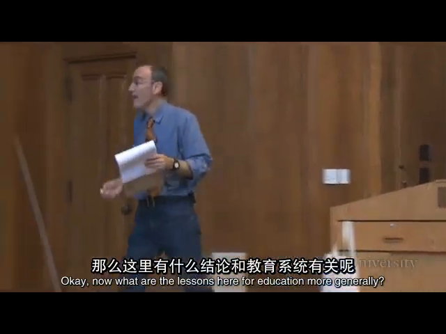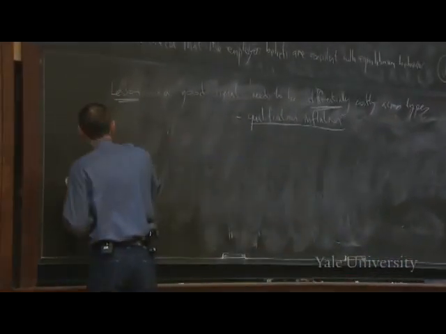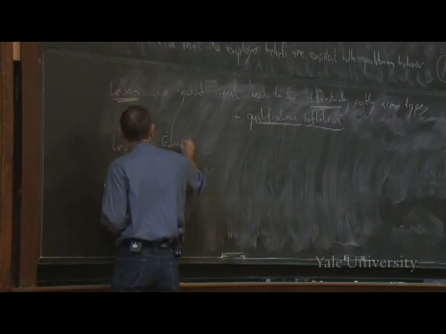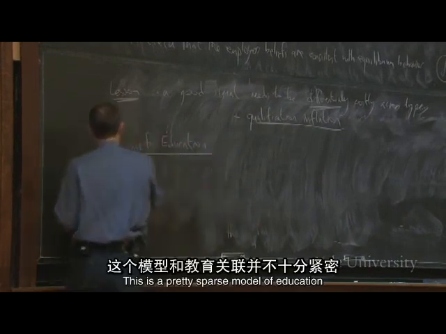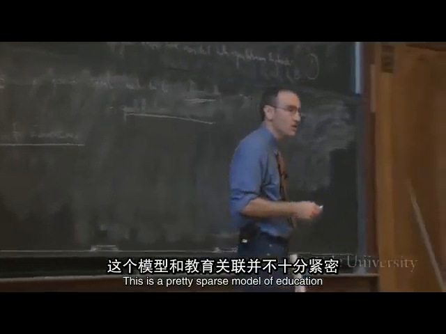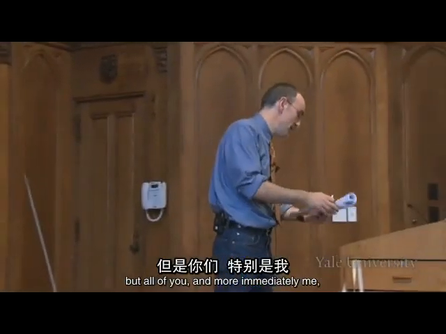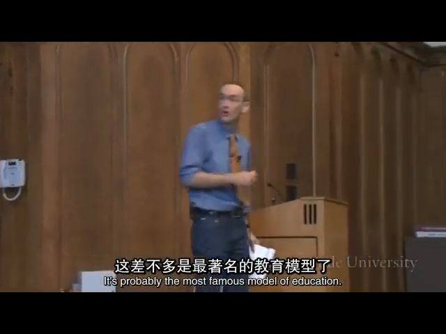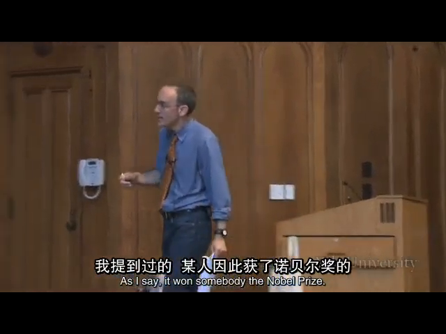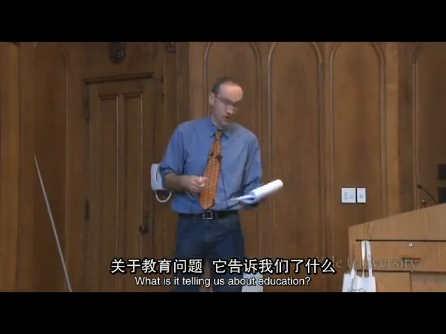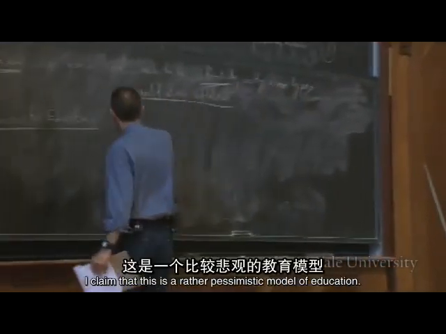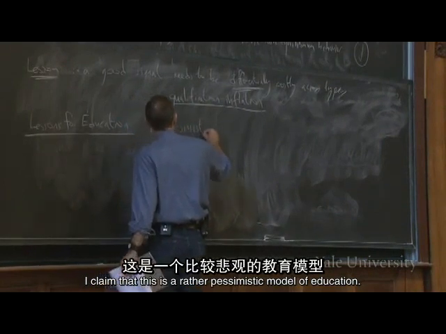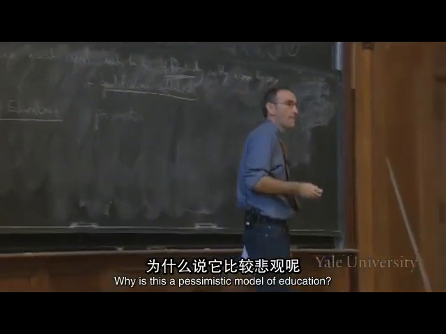Now, what are the lessons here for education more generally? This is a pretty sparse model of education, but all of you, and more immediately me, are involved in the education system, so we should care about it a bit. It's probably the most famous model of education. As I say, it won somebody the Nobel Prize. What is it telling us about education? So the first thing I claim is that this is a rather pessimistic model of education.